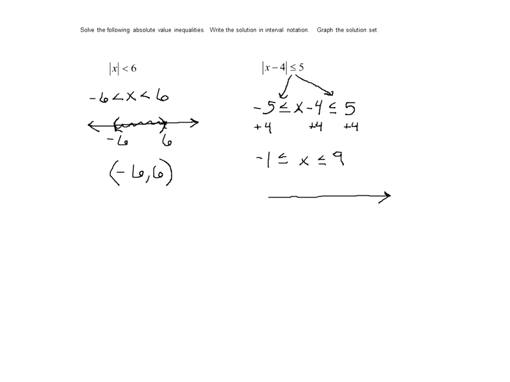On a number line, we're going to need to use brackets because of the or equal to aspect, and all values of x are between these two numbers. Oops, that should be a bracket. Sorry about that. And then, of course, shade in the center. So your interval notation, bracket -1, comma, 9, bracket.